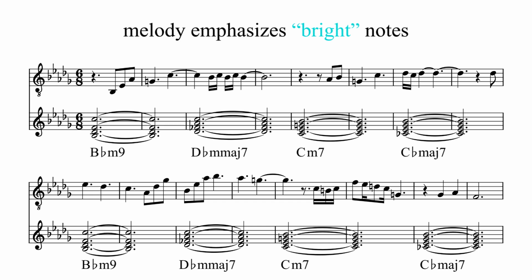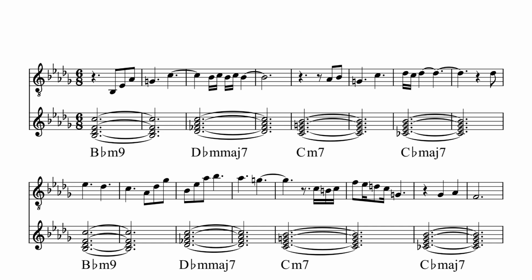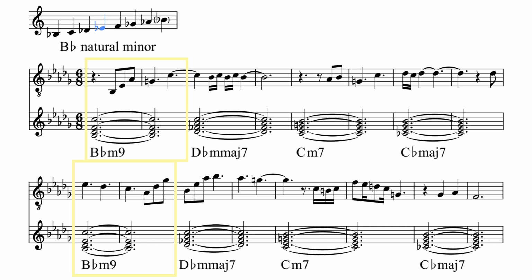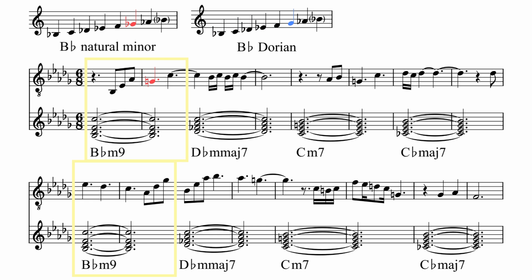More specifically, the melody emphasizes notes with bright qualities, especially by using scale degrees which are sharper than expected. When we first hear the B-flat minor 9, we might expect the track to use the default natural minor scale. But the melody quickly incorporates a G natural, reflecting the brighter B-flat Dorian mode instead of the natural minor's G-flat, which does in fact appear over the second B-flat minor 9.